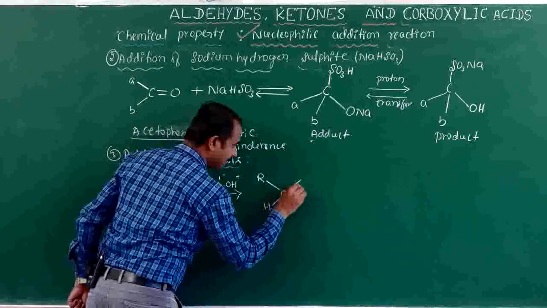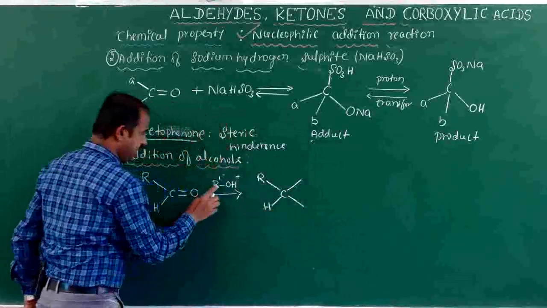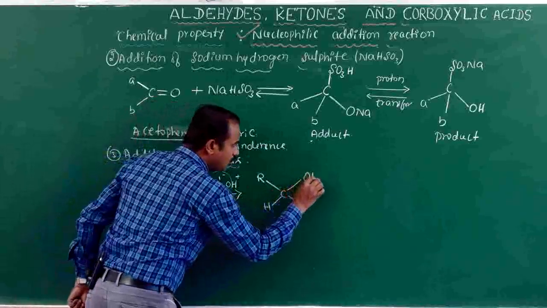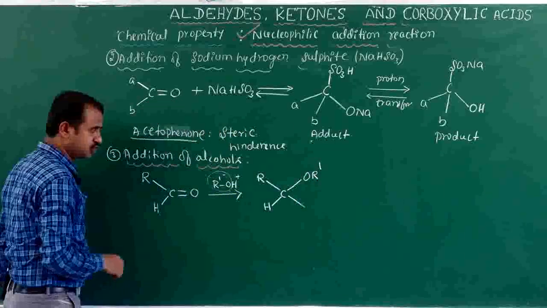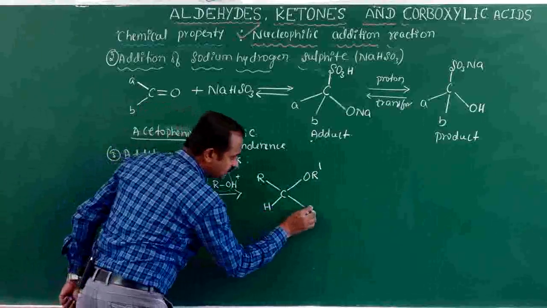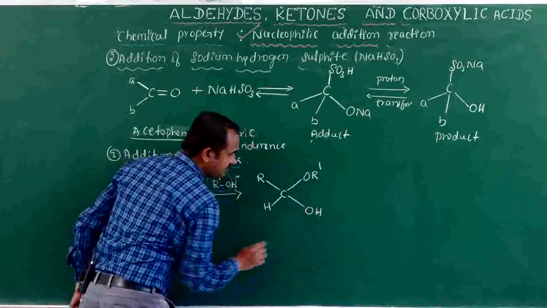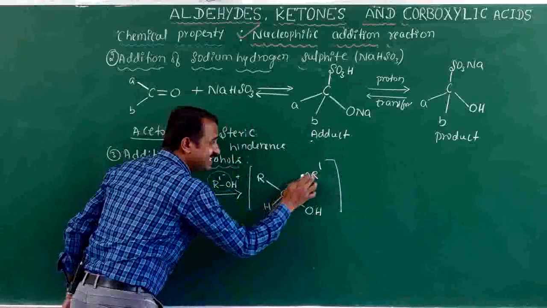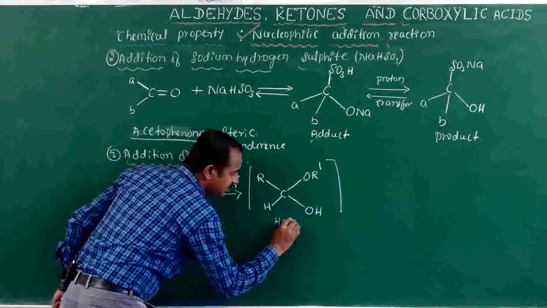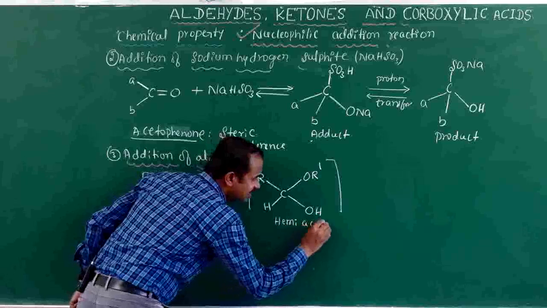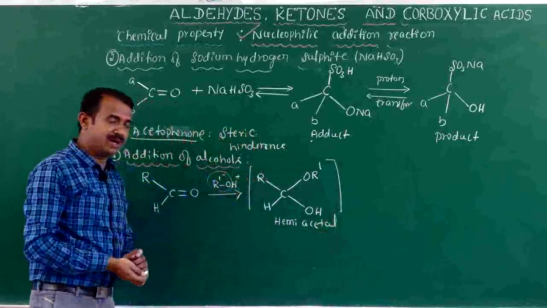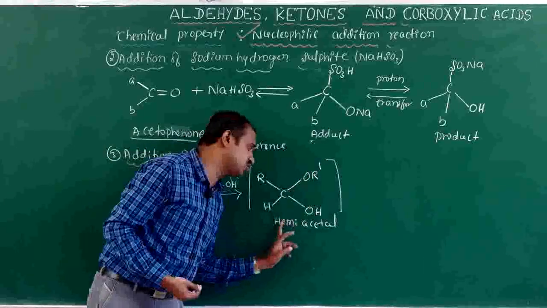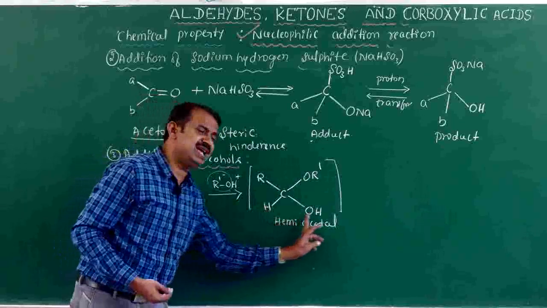RCH. The nucleophile is OR minus, and the electrophile H plus is attached to oxygen. Here the product is a monoalkoxy derivative, which is called a hemiacetal. You should remember, it is a monoalkoxy derivative.